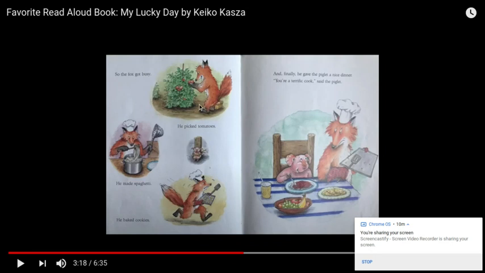So the fox got busy. He picked tomatoes. He made spaghetti. He baked cookies. It's a pretty good meal.